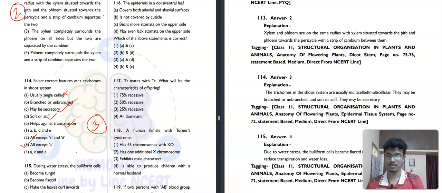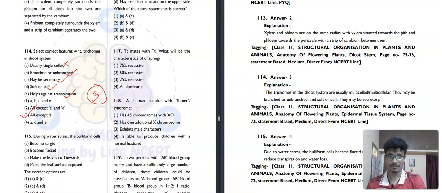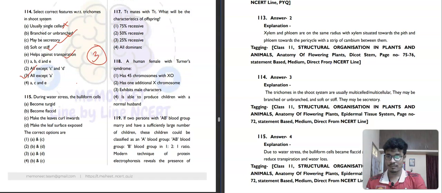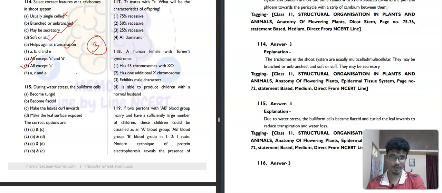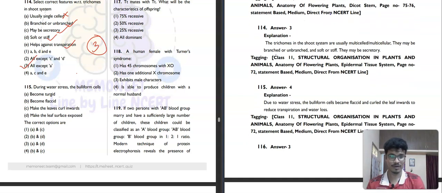Moving to the next question, question number 115. During water stress, the bulliform cells. So first tell me where you get these bulliform cells, in which kind of plant. I hope you remember that this kind of cells are found in grasses or monocots most commonly.